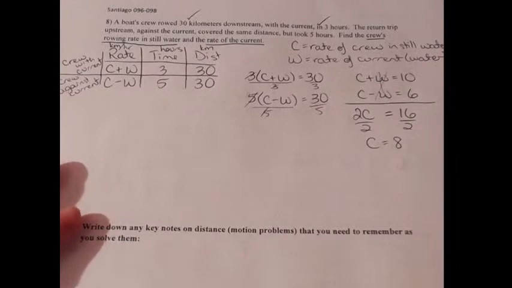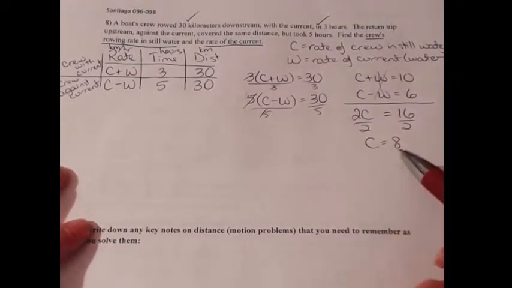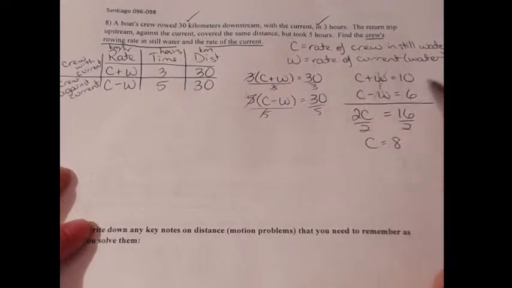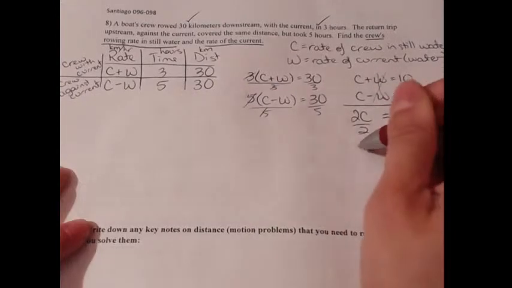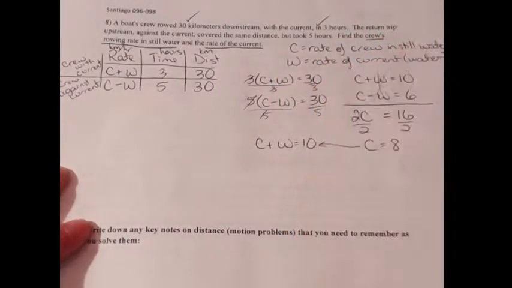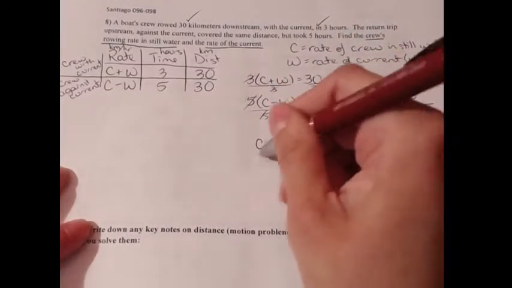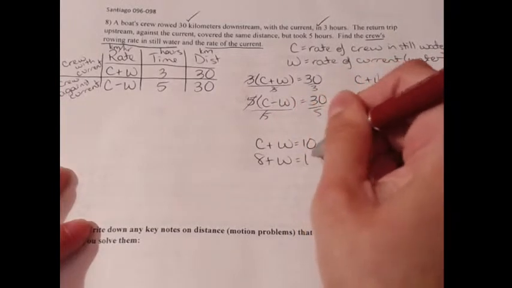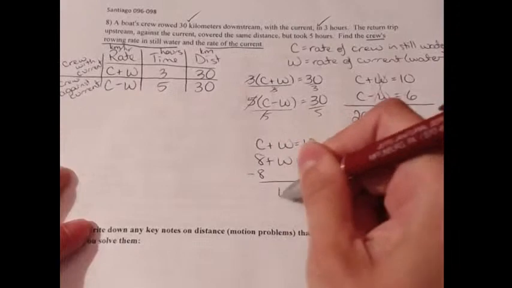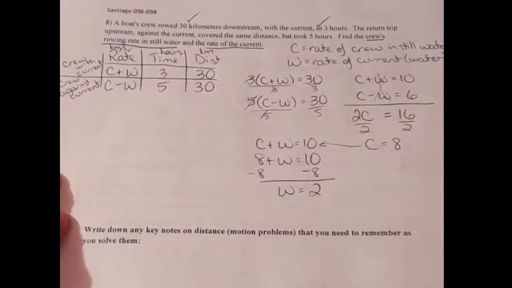So I'm guessing that Hannah took this C is equal to 8 and plugged it into C plus W is equal to 10. That's one of the easier equations. It's the one that's most straightforward. If we know C plus W is equal to 10 and we know that C is 8, all we have to do is solve for W. We subtract 8 on both sides and we get that W is equal to 2.